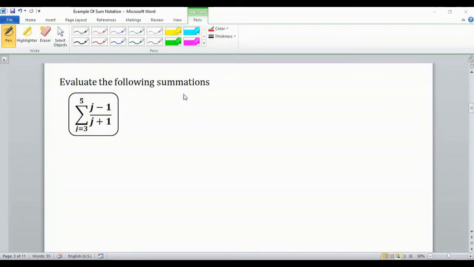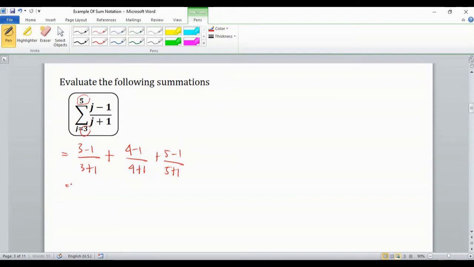Evaluate the following summation, sigma notation j equals 3 until 5 of (j minus 1) over (j plus 1). So from here we have the starting point is 3 and the limit point is until 5. So from here we just need to substitute them into this general term. So 3 minus 1 over 3 plus 1 plus 4 minus 1 over 4 plus 1 plus 5 minus 1 over 5 plus 1, everyone.